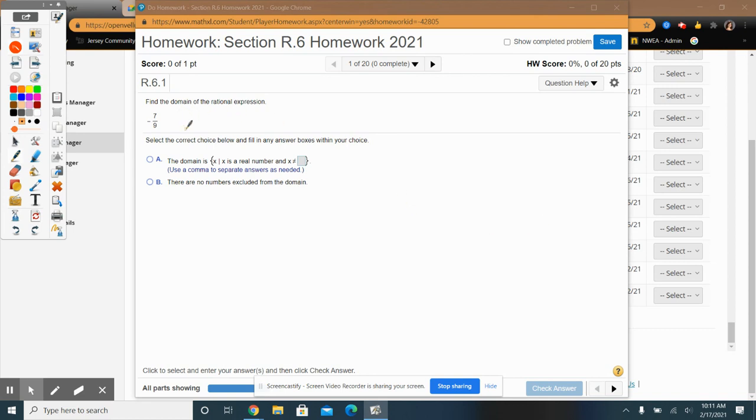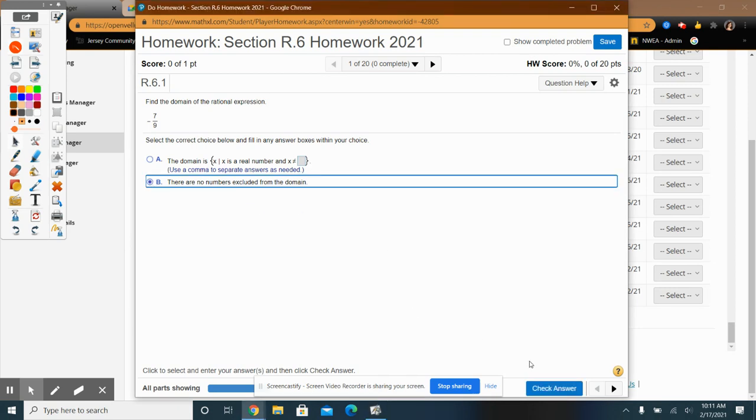Okay, so they want the domain of this expression. Yes, it is an expression, even though it looks just like a number to you. There's no x. Remember when you're talking about domain, you're looking for risk factors. Is there any risk factor of this dividing by 0 or having a negative under the square root? No, there's not. That 9 can never be 0. It's 9. So because of that, the domain is all real numbers, and there are no numbers excluded.